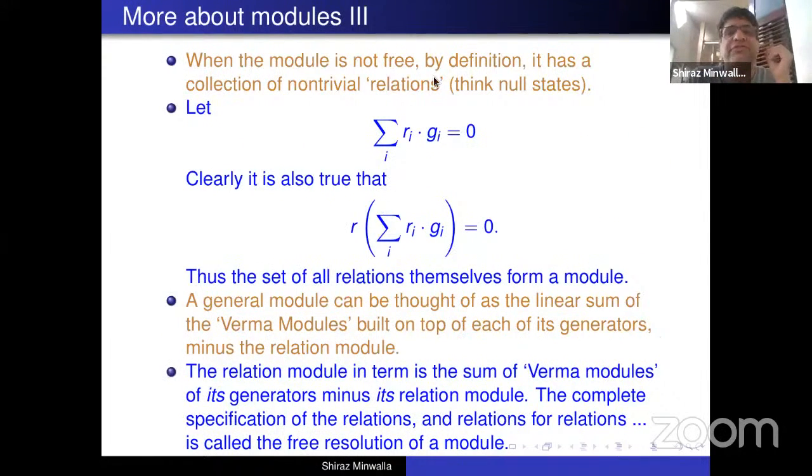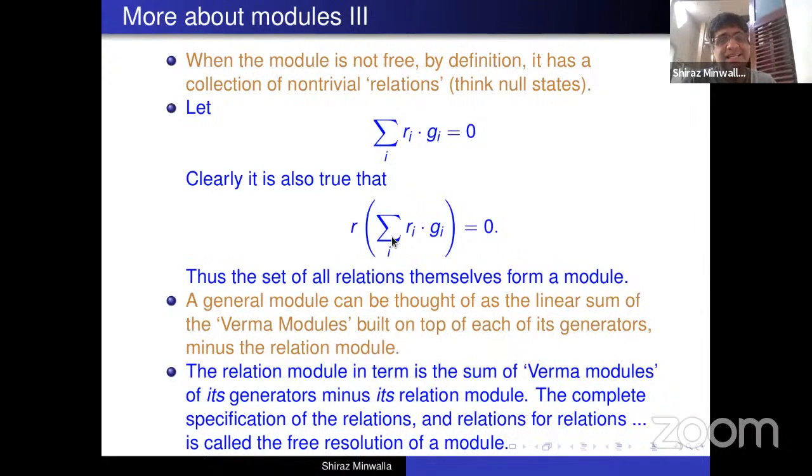When the module is not free, by definition, it has a collection of non-trivial relations, which are descendants of these generators that add up to 0. Now, if you've got a descendant like this that adds up to 0, clearly any R on top of this descendant is also 0, because it's some polynomial acting on 0.